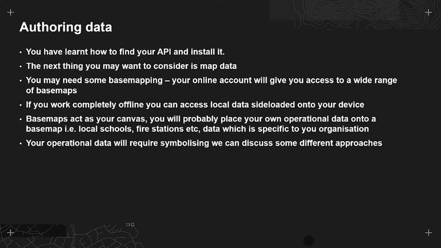Okay, you've learned how to find your API and install it. The next thing you may want to consider is your map data. So I'd like to talk about authoring data or putting some maps in your app. We may need some base mapping. Your online account will give you access to a wide range of base maps. If you work completely offline, you can access local data side-loaded onto your device.